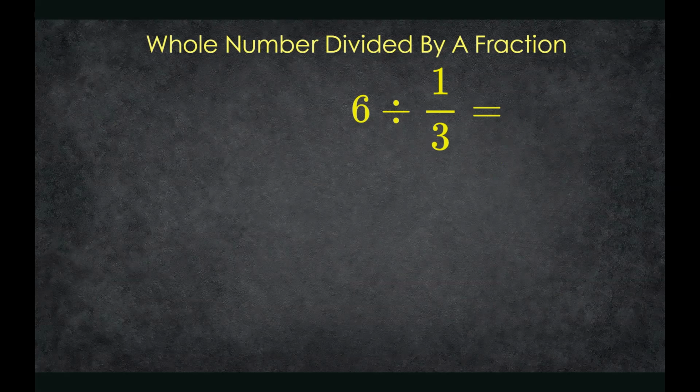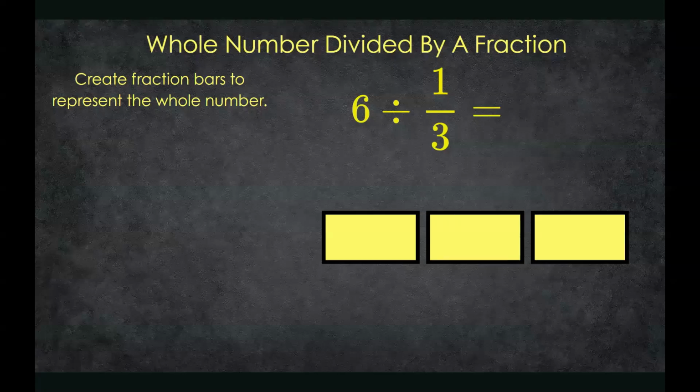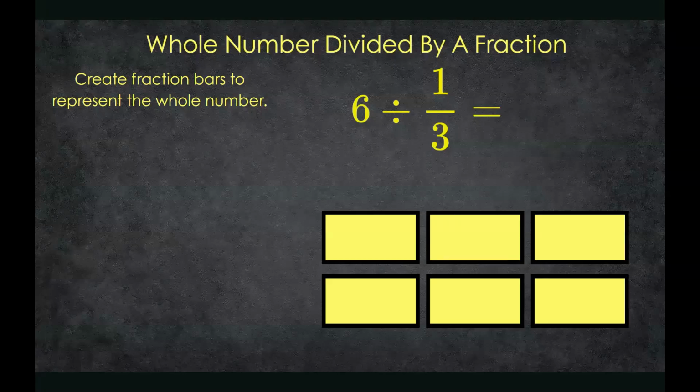So in this example, I have 6 divided by 1/3. When I think about what's actually happening, I have 6 wholes, and I'm going to be dividing each of those into groups of 1/3. And then all I have to do is figure out how many total groups there are. So our first step is to create fraction bars to represent the whole number. So I'm going to be creating 6 fraction bars. 1, 2, 3, 4, 5, and 6.